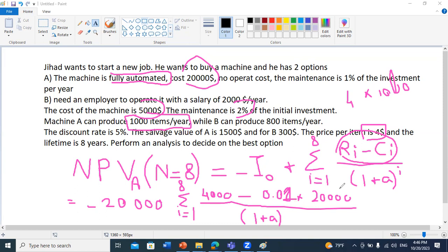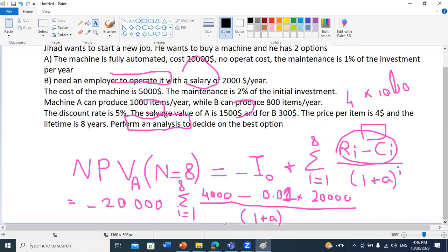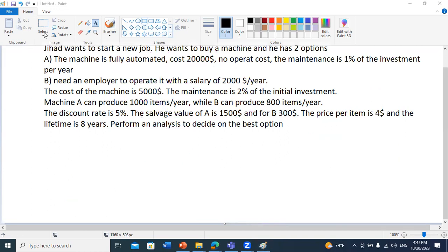Okay. So now what we can do, we can take this factor outside and we get the expression for the NPV. Okay, so let me erase this. So we can say now that the NPV for machine A is equal to minus 20,000 plus 3,800 times the summation.